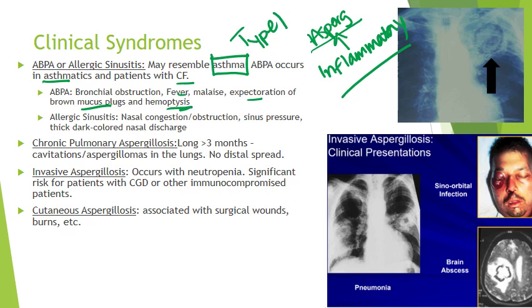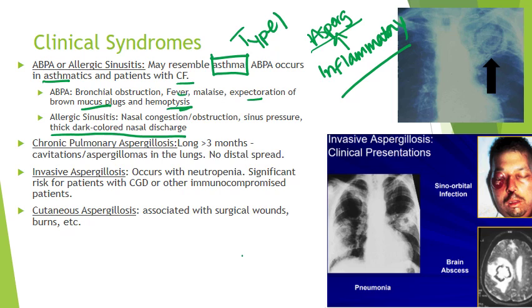Aspergillus rhinosinusitis is a similar thing that we'll see occasionally in people with basically an allergy to it. You've got nasal congestion, obstruction, sinus pressure, and sometimes even this thick, dark colored nasal discharge that's associated with it. You can also get chronic pulmonary aspergillosis.